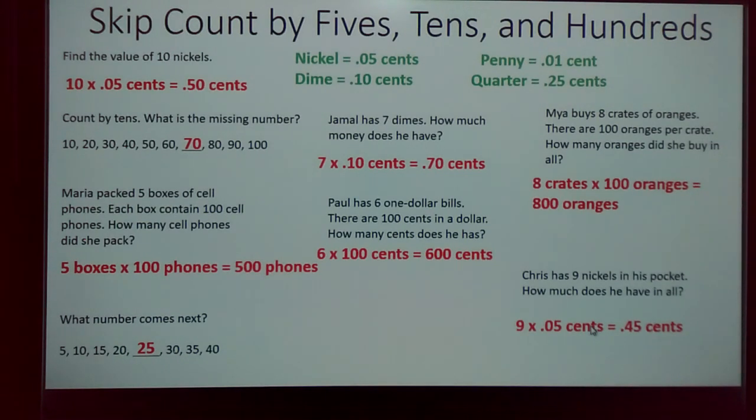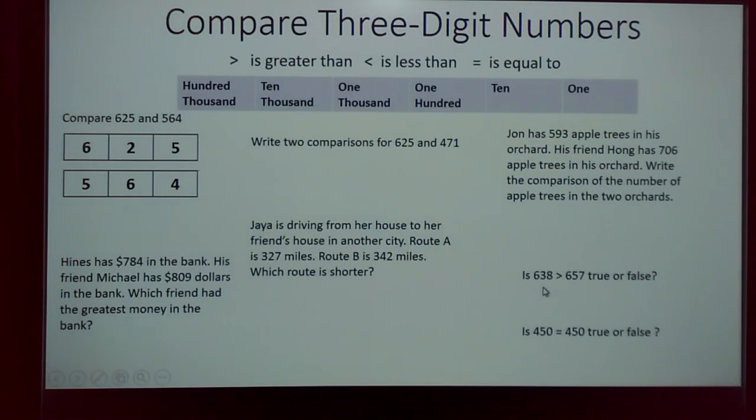All right, next slide. Comparing 3 digits, okay? Remember, comparing 3 digits, you're using the greater than symbol, less than symbol, or equals symbol. Now let's compare 625 and 564. We've got 625 here, 564 here.